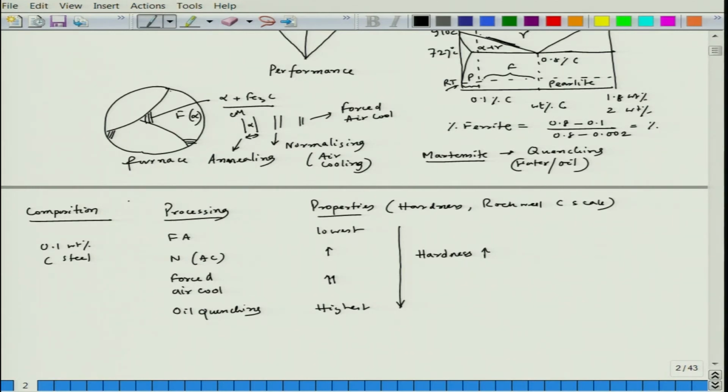Same would be true for tensile property. For example, in this case, if I see the tensile property, the tensile strength would be lowest, but the elongation would be highest, and in this case tensile strength would be the highest, but elongation would be lowest. So, that way the property would change as we change the processing if we fix the composition, and that is possible only by changing microstructure.